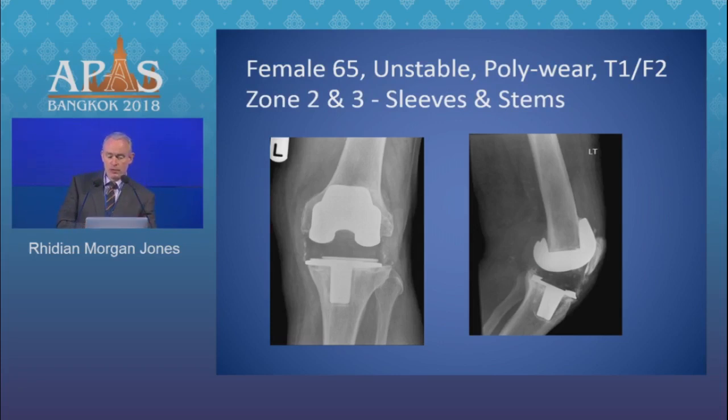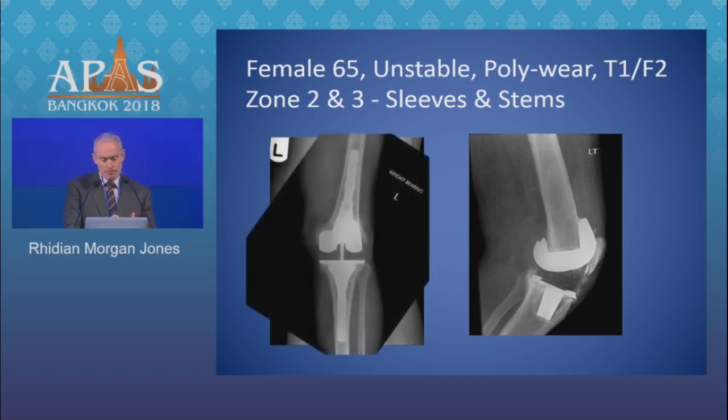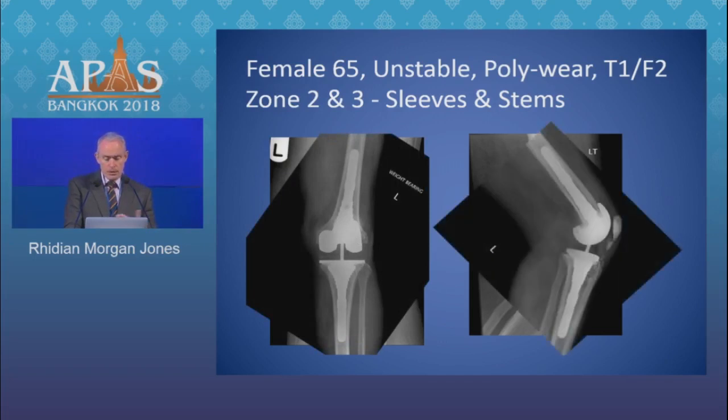Here's a 65-year-old female, polywear. It's a T1 tibial loss, F2 in the femur. And we're going to reconstruct using sleeves and stems. Stem is probably a bit of overkill here, but that's my practice. Although having listened to Kirk, I may change.